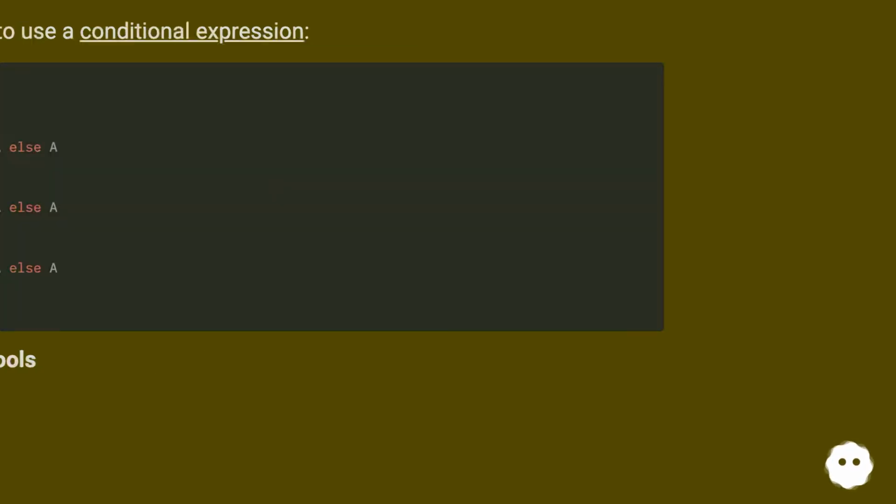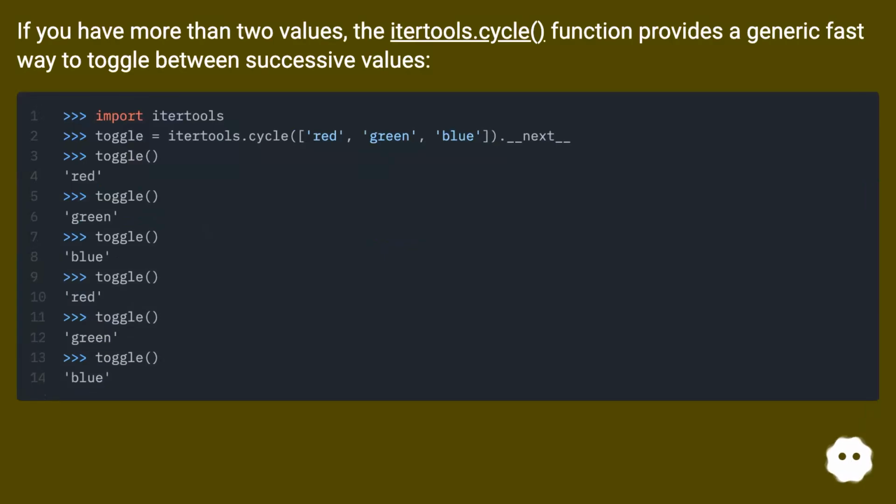Solution using itertools. If you have more than two values, the itertools.cycle function provides a generic fast way to toggle between successive values.